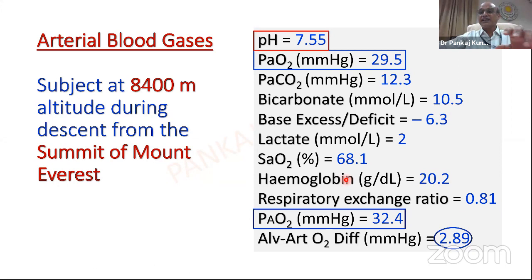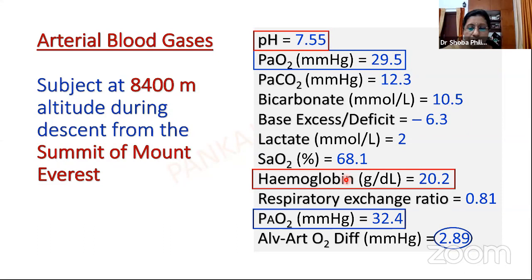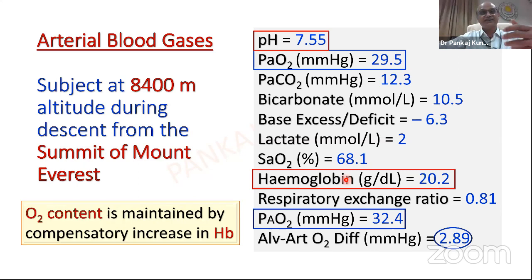What happens to hemoglobin? That's the one parameter which compensates with acclimatization. And that's how the oxygen content is maintained and tissue oxygenation continues. So this is what we need to remember: the partial pressure of oxygen plays an important role as far as the saturation and oxygen content, which we will talk about later on, are to be maintained.